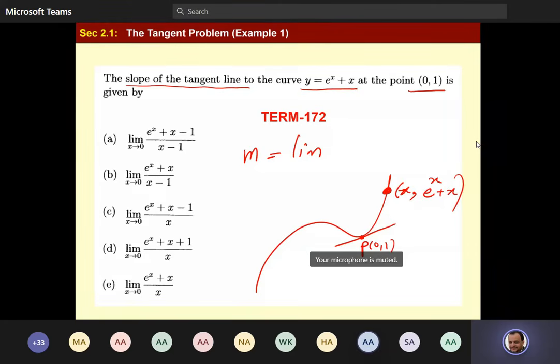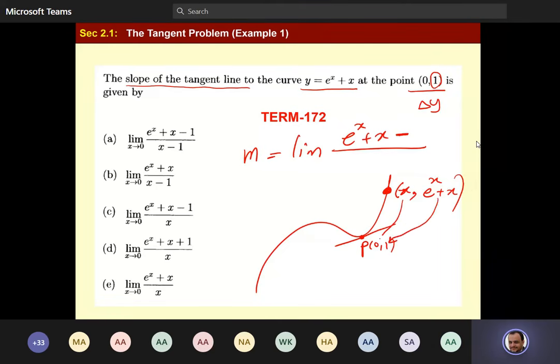So what will be the slope, shabab? The slope will be the limit of e to the power x plus x minus 1, minus y, because this is delta y. We have two points here: this minus this, and this minus this. Minus 1 over x minus this point, which is 0. Now this will be the limit when x is approaching 0.